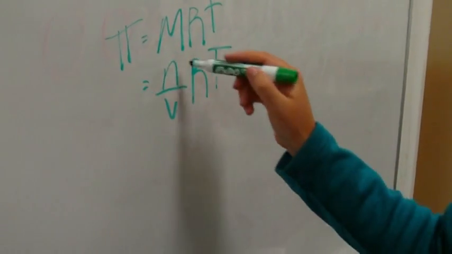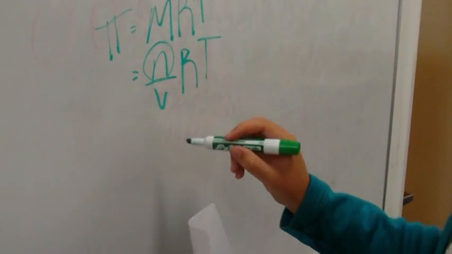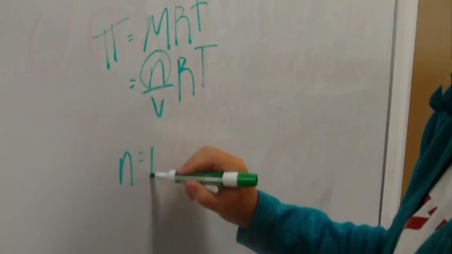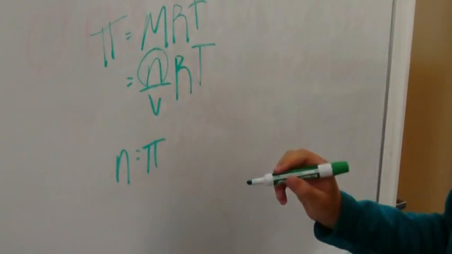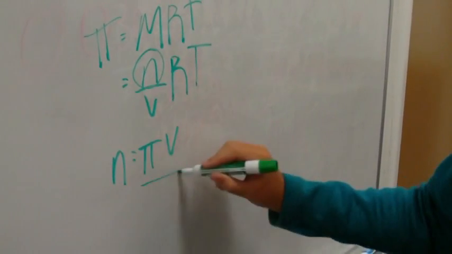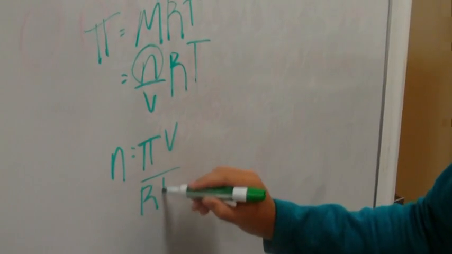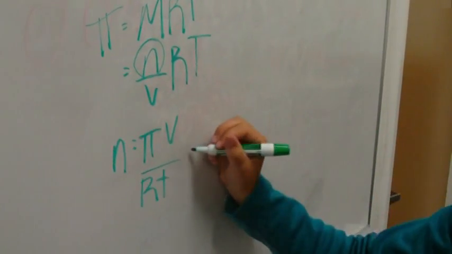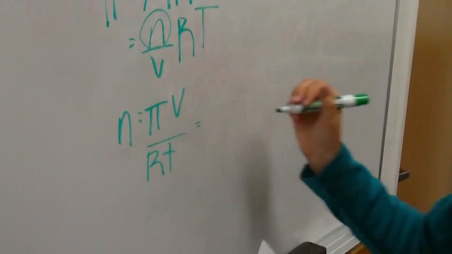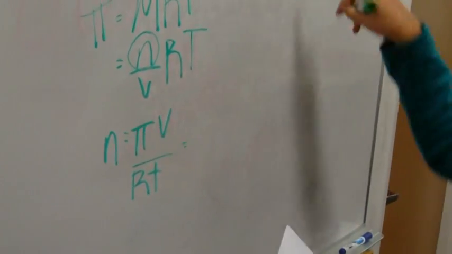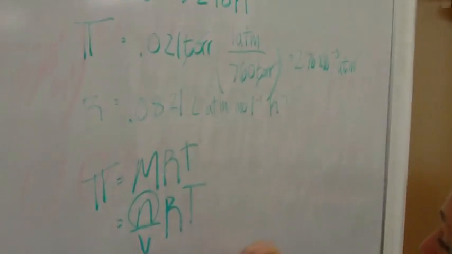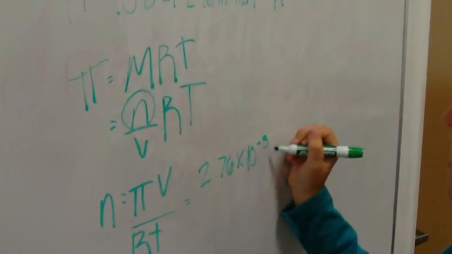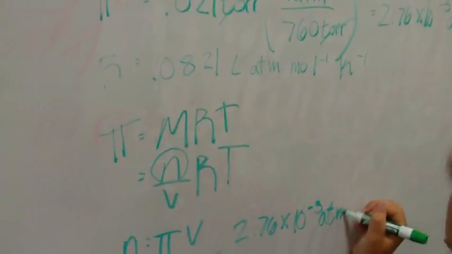And then we want to know N, so we're going to rework this. So N is equal to pi, or osmotic pressure, over volume times RT. All right, and then we're going to do a little plug and chug, just plugging in our values. So osmotic pressure, 2.76 times 10 to the negative 5 ATM.